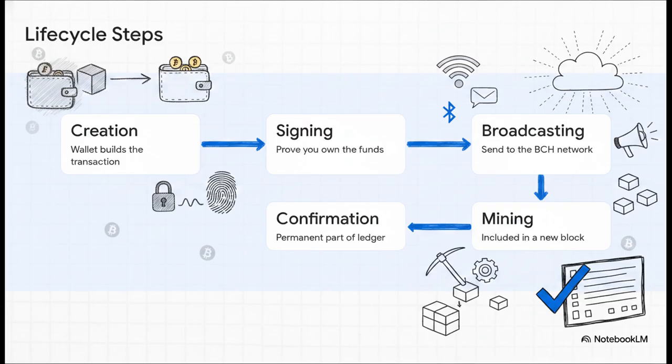Third is broadcasting. And because your signed transaction contains absolutely no secret info, you can broadcast it to any node over Wi-Fi, Bluetooth, a text message, or even just post it on a public forum. Fourth is mining, which is when a miner actually includes your transaction in a new block. And finally, confirmation, making it a permanent part of the global ledger.